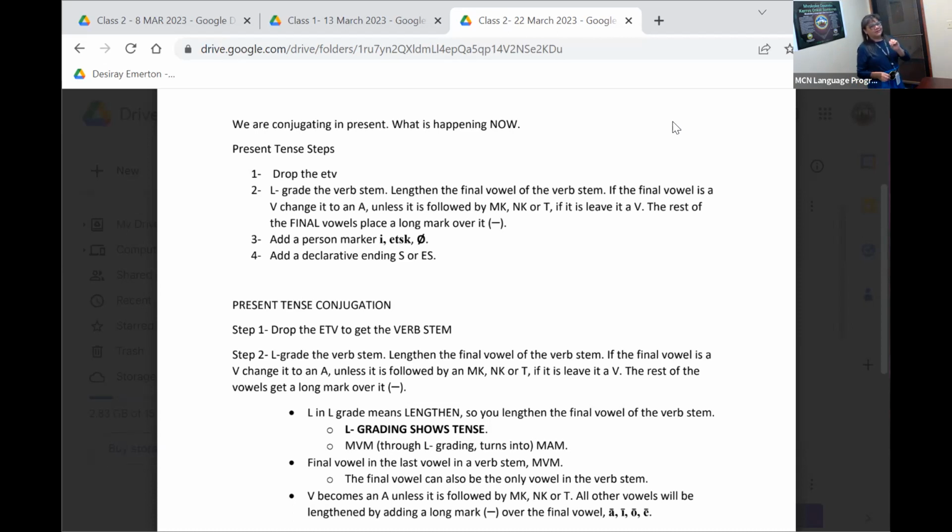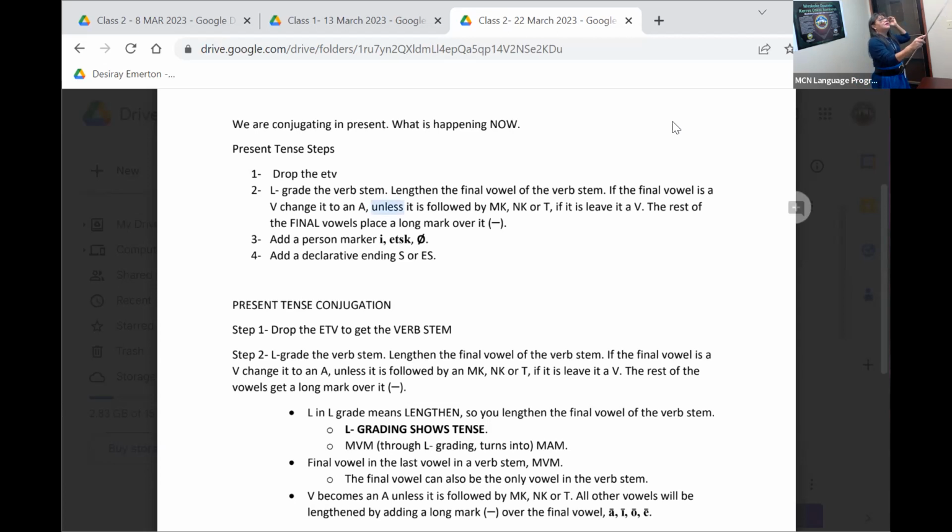So number two is L grade the verb stem. I will show you this, so we'll save the questions until after we go through it. L grade the verb stem: lengthen the final vowel of the verb stem. If the final vowel is a V, change it to an A. That's where you get to Ayida. It starts with a V and it changes to an A. We'll get to that one later, but I'm just going to show you the basics today.